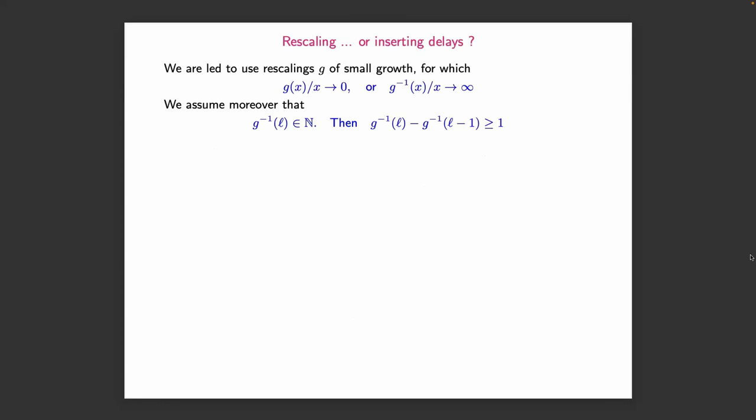I wish to use this type of rescaling. An XY hypothesis, not so important, because the inverse of G is of large growth: if G is small growth, its inverse is of large growth. So I assume that the image G minus G to the minus one of L is integer. Then, because G to the minus one is increasing, I have this property.